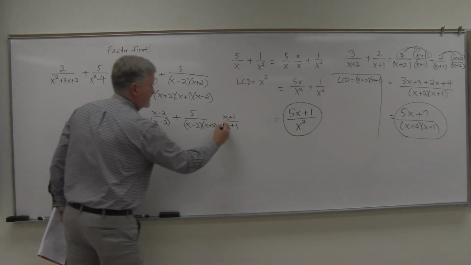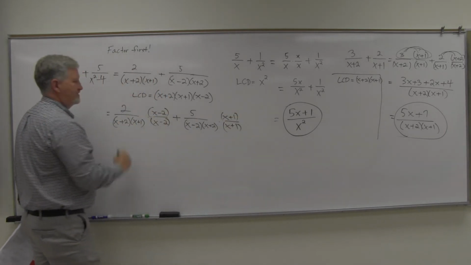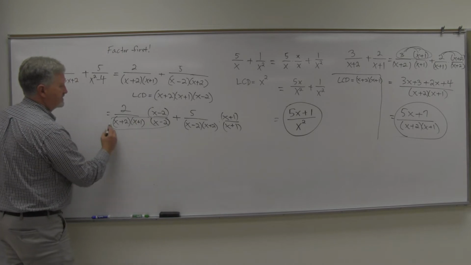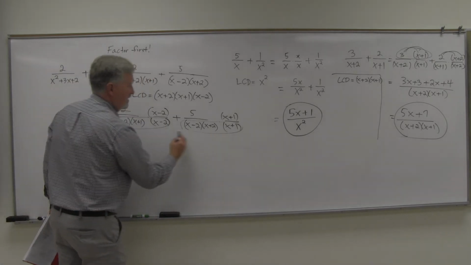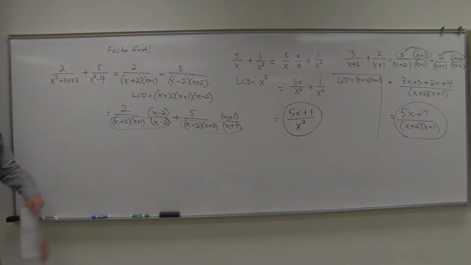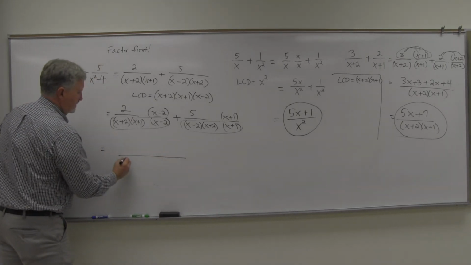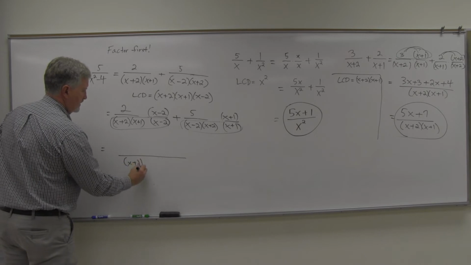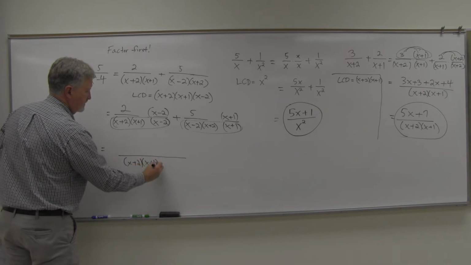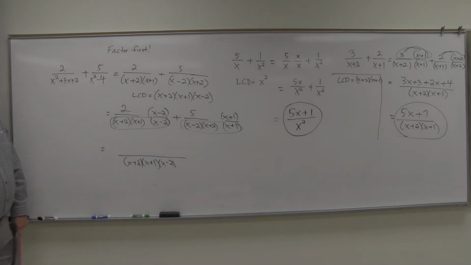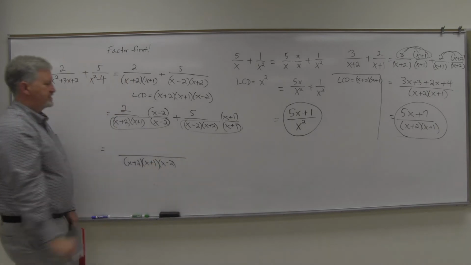So let me put parentheses around these so you can see it. Yeah. So now this denominator is that denominator. Those are the same denominators, and so I can add them together. So it becomes x plus 2 times x plus 1 times x minus 2. Or you can write those in whatever order, but just need that denominator once here.